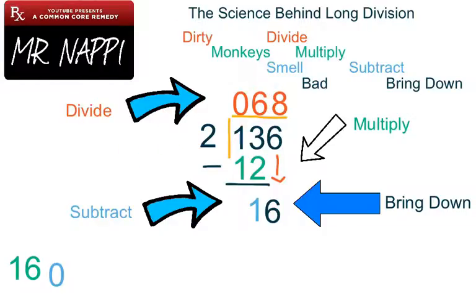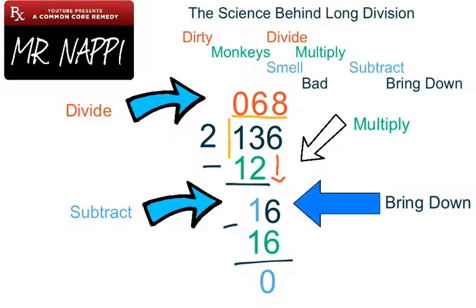You're going to multiply again. 8 times 2. That gives you your 16. You're going to subtract again. And 16 minus 16 gives you 0. When there's nothing left at the bottom, you know you did your division correctly.